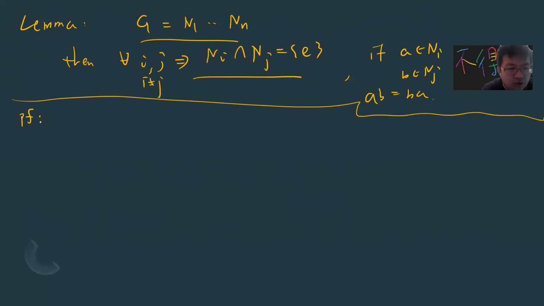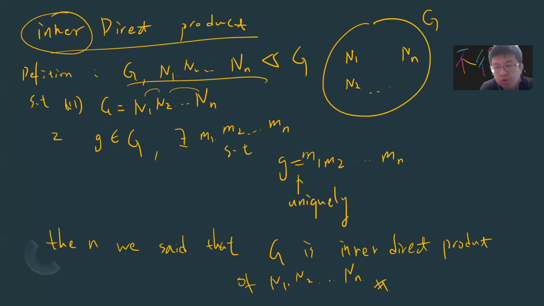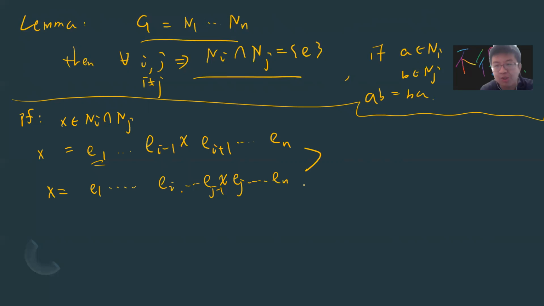Proof. Let's say x belongs to Ni intersect Nj, right? So I can write x equal to e1 up to e(i-1), which is the identity, times x, times e(i+1) up to en, right? So this is the decomposition, because e1 is in N1, and x is in Ni. But I can also write x in terms of e1 up to ei, and x at the j position, e(j-1), ej up to en. By my definition, the inner direct product needs to be unique, right? So these must be the same.